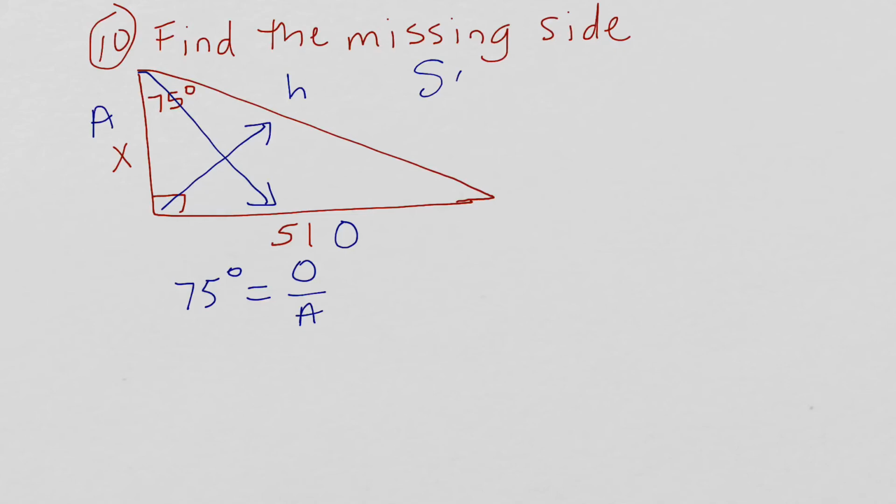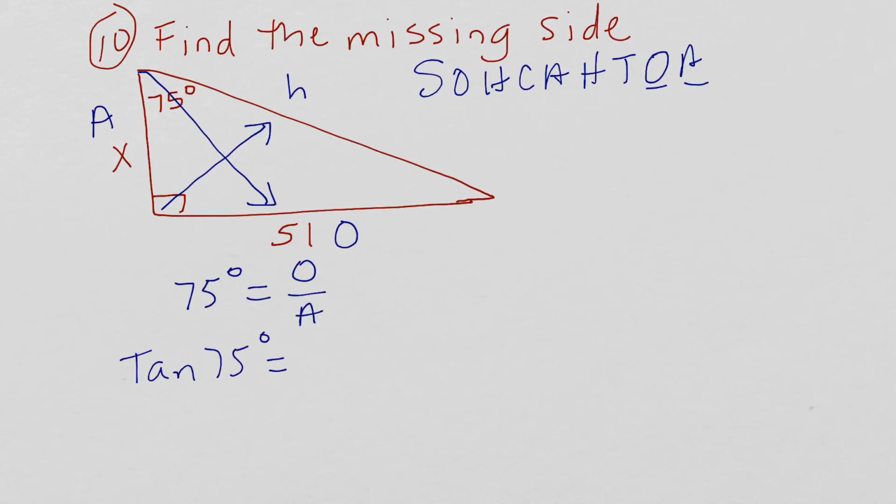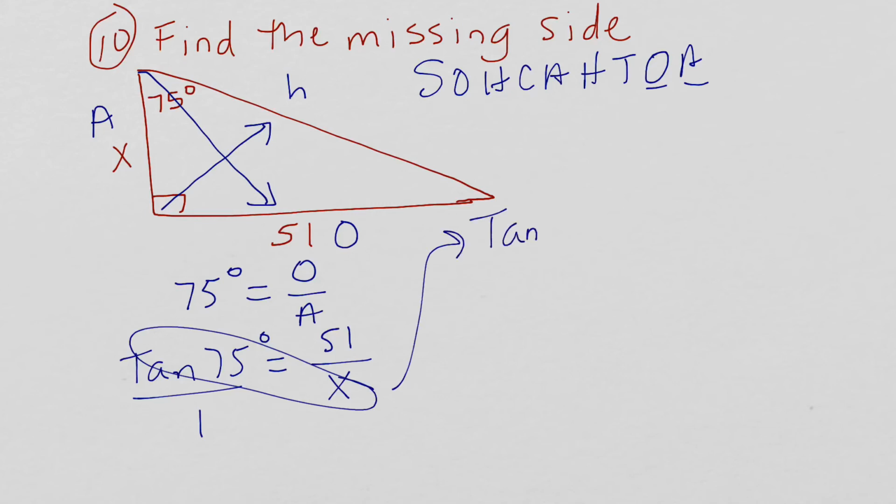That means with SOHCAHTOA, S-O-H-C-A-H-T-O-A, that means I'm going to be doing the tan. So I'm going to take the tangent of 75 degrees is equal to, the value for O is 51, and the variable for A is X. I'm going to put this over 1, and I'm going to butterfly. When I butterfly, I'm going to get tan 75 degrees times x is equal to 51.